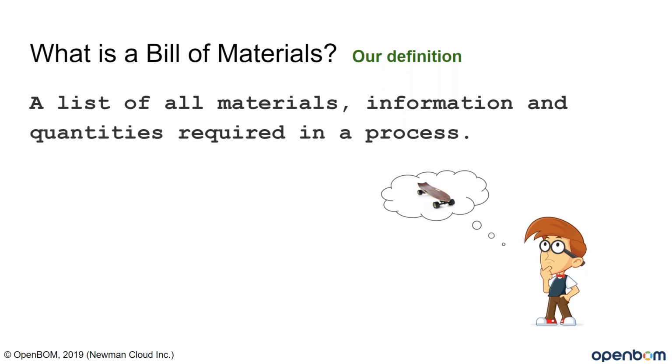So, having gone through that, I want to offer up our definition of bill of materials, and I'd like us to think about that as a list of materials, information, and quantities that are required in our process. It's pretty simple. Materials, information, and quantities that are required in the process. Again, a flow chart of your manufacturing process can help you arrive at this.